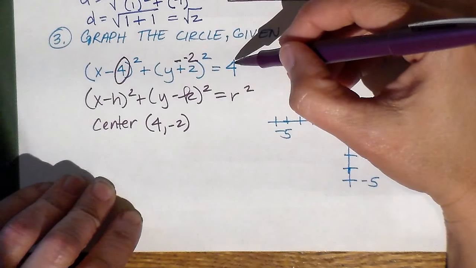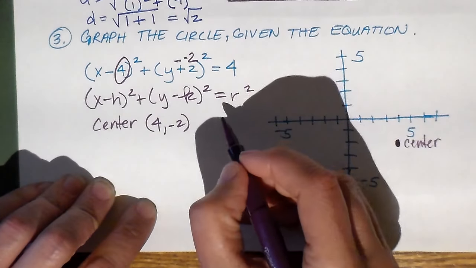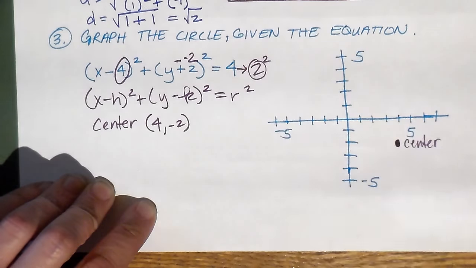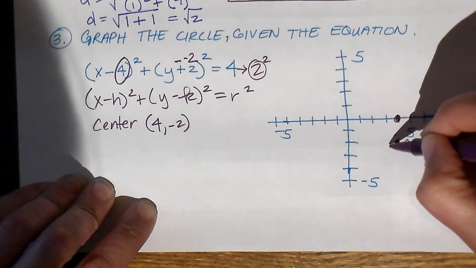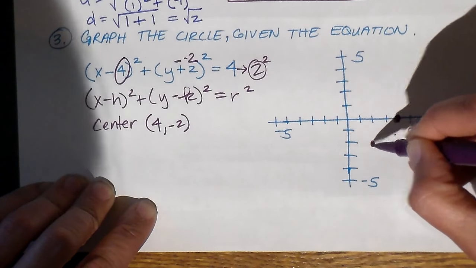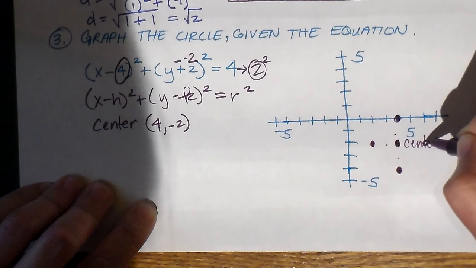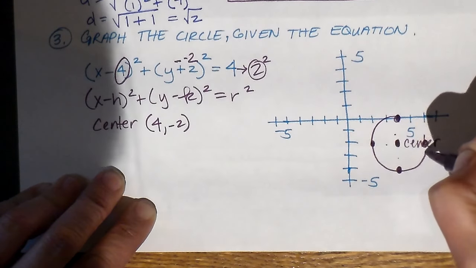My radius, if r squared is 4, what's my radius? 2, right? Because isn't 4, 2 squared? So my radius is 2. So all I'm going to do is I'm going to count up 2. I'm going to count to the left 2. I'm going to count down 2. And I'm going to count to the right 2. And that's how I draw my circle.